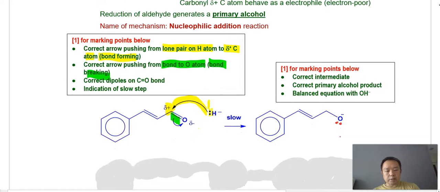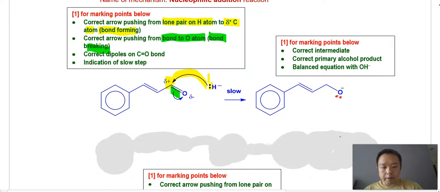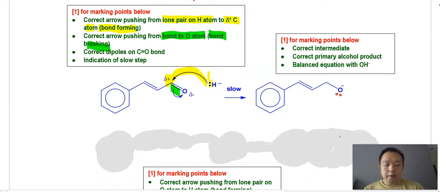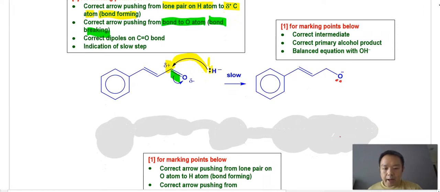And of course, this is a slow step, because you're forming an intermediate, and typically intermediates are higher in energy than the reactant, and therefore the first step is expected to have a higher Ea. So once you have the intermediate, the question is how then do we form the alcohol?